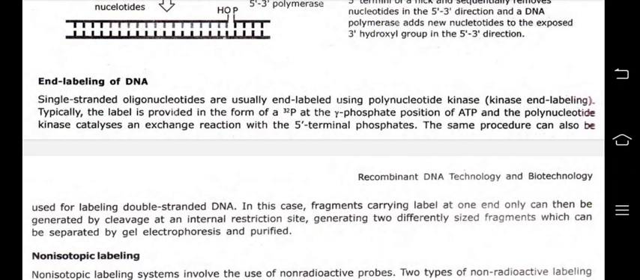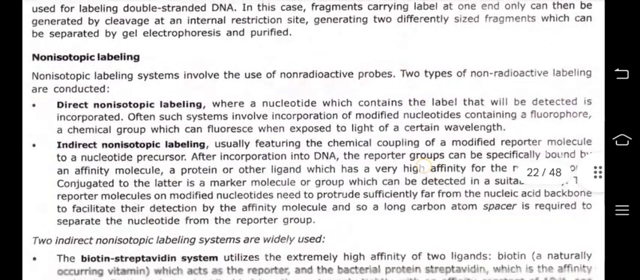In end labeling of DNA, single-stranded oligonucleotides are usually end labeled using polynucleotide kinase. Typically, the label is provided in the form of 32P at the gamma phosphate position of ATP, and the polynucleotide kinase catalyzes an exchange reaction within the 5' terminal phosphate. The same procedure can also be used for labeling double-stranded DNA. In this case, fragments carrying label at one end only can be generated by cleavage at an internal restriction site, generating two differently sized fragments which can be separated by gel electrophoresis and purified.